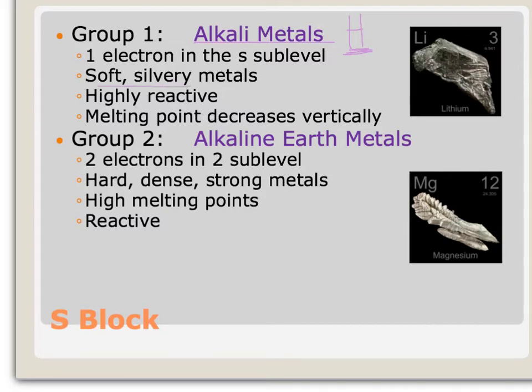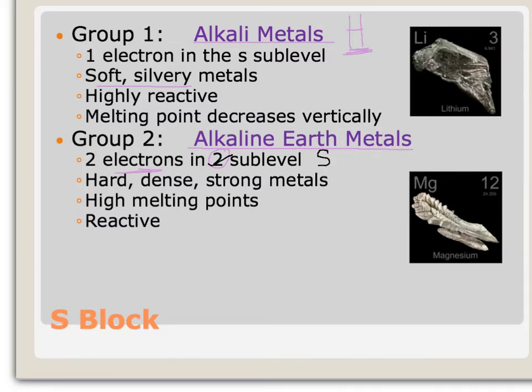They're soft and silvery, and they are extremely reactive, both in air and in water. As we move down the table from top to bottom, the melting point gradually decreases, so it gets easier and easier to melt them at lower temperatures. Group 2 is called the alkaline earth metals, and all of the elements in group 2 have 2 electrons in the S sublevel.